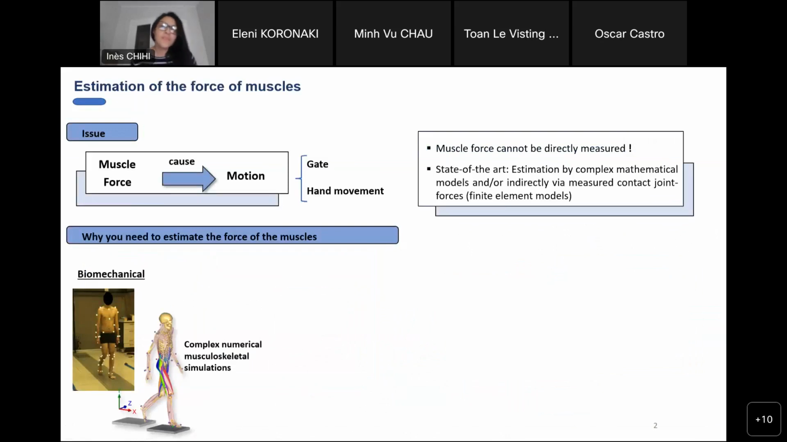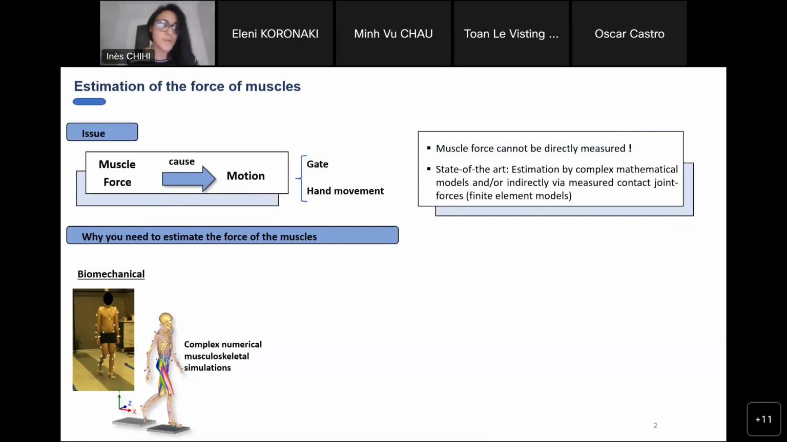So I will start with the problem. Here the problem is how we can estimate the force of the muscle without using complex models based on, for example, finite elements (élément fini) and very high computing time.